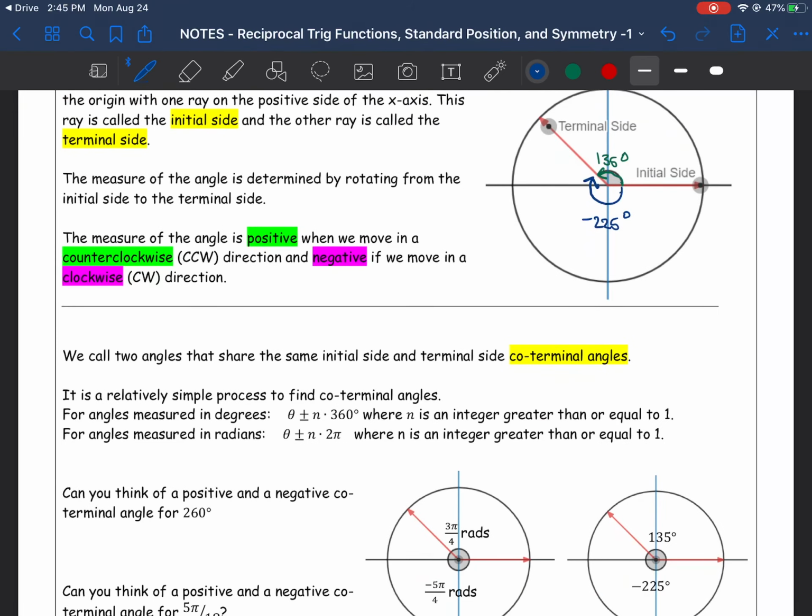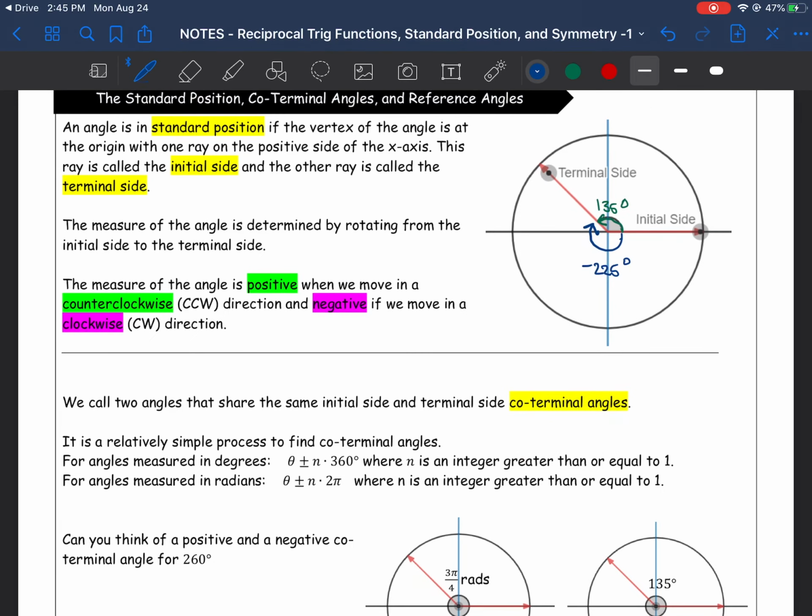We call two angles that share the same initial side and terminal side coterminal angles. And it's actually pretty easy to find coterminal angles. When we're talking about degrees, all we have to do is take your angle measure and either add or subtract multiples of 360. So that's what this right here represents. This looks like a somewhat complicated expression, theta plus or minus n times 360 degrees, where n is an integer greater than or equal to 1. All that's saying is to take your original angle, theta, and add or subtract multiples of 360 degrees.